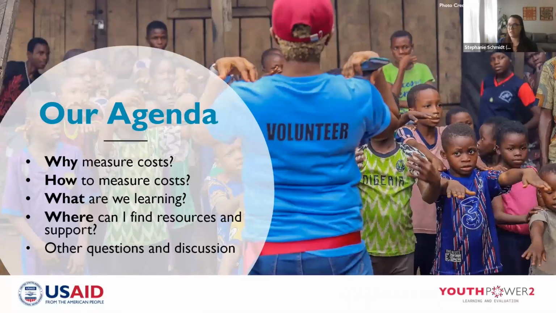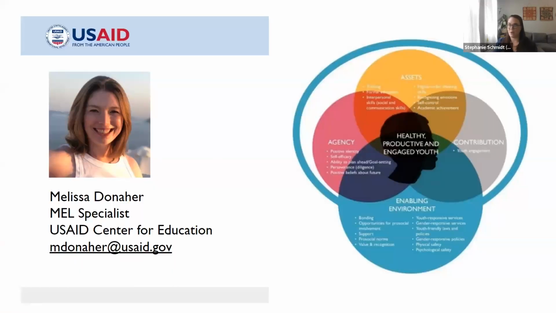All right, we can go on to the next slide. And I'm really pleased to be able to introduce our expert who's going to be walking us all through the wonderful resources that are available about cost measurement and analysis for positive youth development programs. We have with us Melissa Donaher, who's a MEL specialist at USAID's Center for Education. She's previously worked at Save the Children and the Harvard Graduate School of Education's EASL Lab. She's also one of the authors of this cost guidance on PYD programs. So there is no better person to walk us through these great resources. Melissa, over to you.